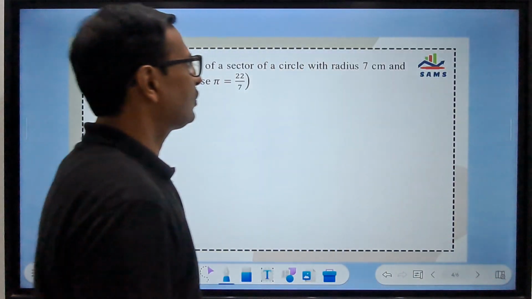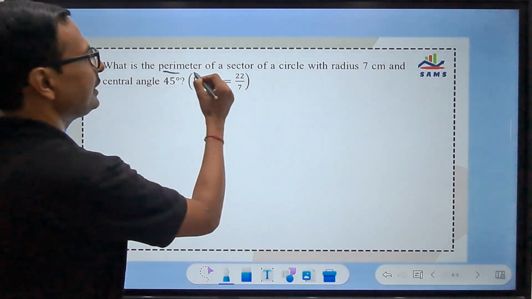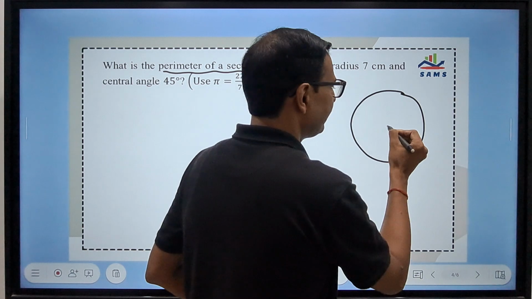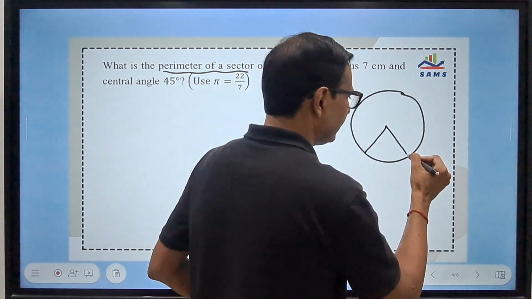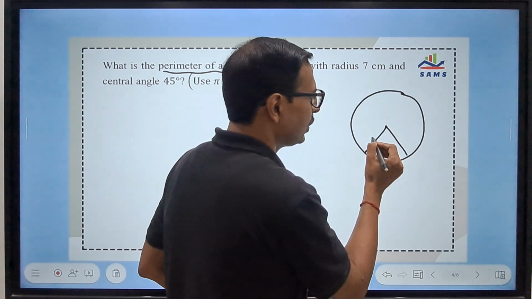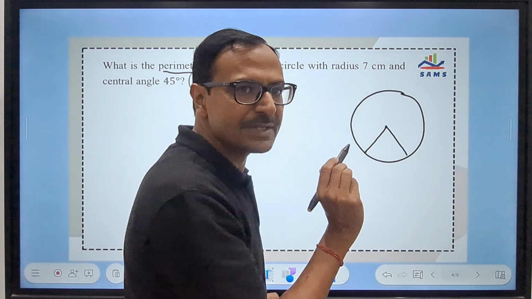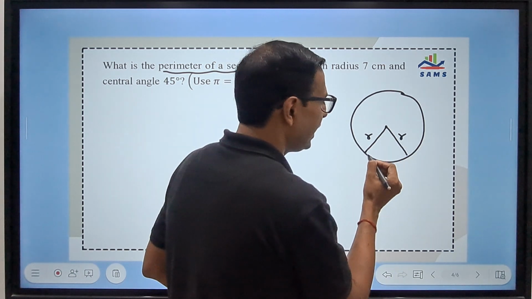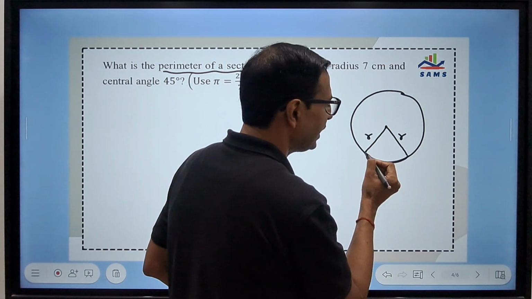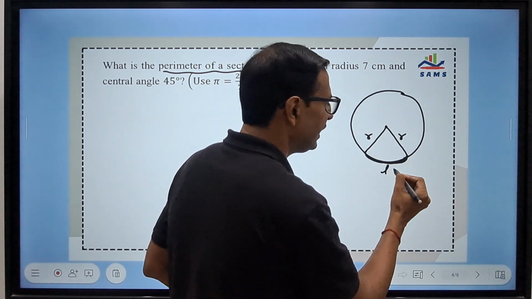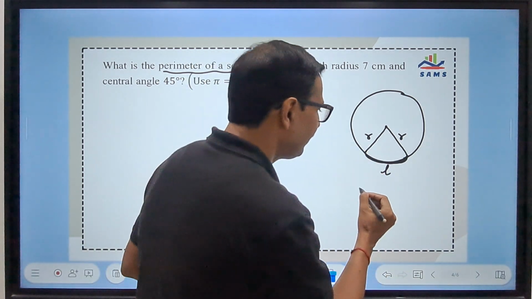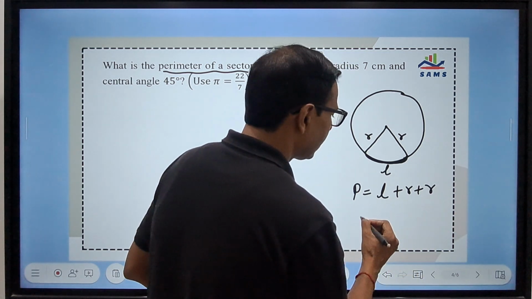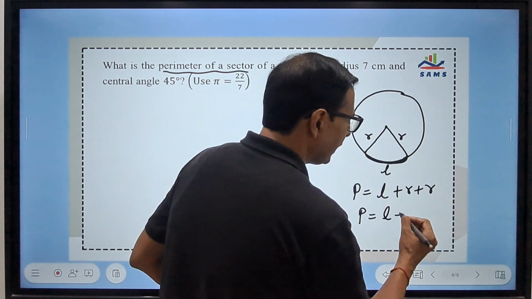Likewise, if you have a question where you are asked to find the perimeter of a sector, now what happens with the perimeter of a sector? Let's understand this first. If this is a sector, right? If I want to find the perimeter of the sector, the entire boundary of the sector, then this is the radius, and this part is the length of the arc. This is L, the length of the arc. So if I have to find the perimeter, I will do the length of arc plus radius, or the perimeter will be the length of arc plus 2r.